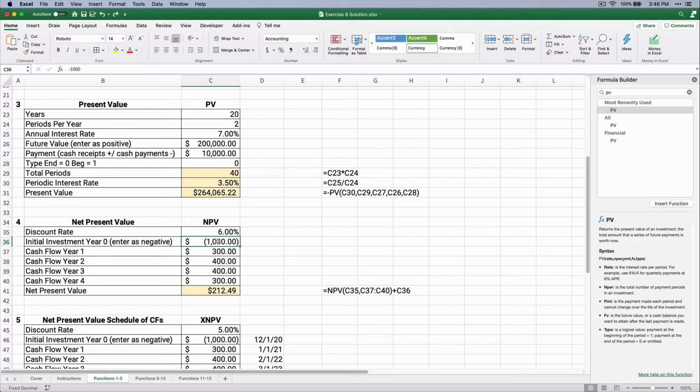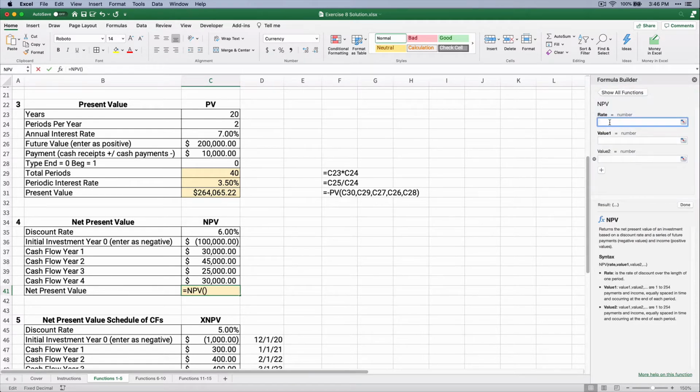Let's say we have an investment of negative 100,000, and we're going to receive 30,000, 45,000, let's say 25,000, and 30,000. So we have a little bit of net present value that's positive. Let me show you how this one works. So our formula is net present value, NPV, and it says what's our interest rate? Our interest rate is 6%. What is the value? The value is going to be the stream of payments here.